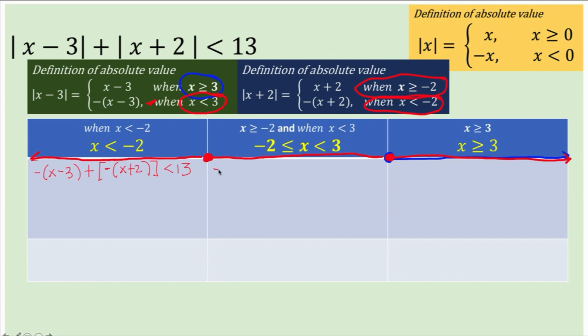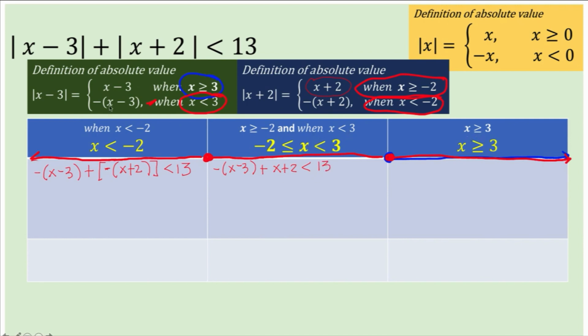You have negative of x minus 3, and then copy this plus sign, and then evaluate the absolute value of x plus 2. There are two conditions here again. One is greater than or equal to -2. One is less than -2. But in this interval, we have x greater than -2. So we are going to get this part, plus x plus 2. Copy the inequality symbol, and then 13. That takes care of the second interval.